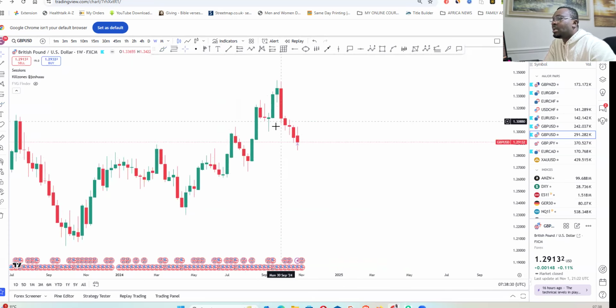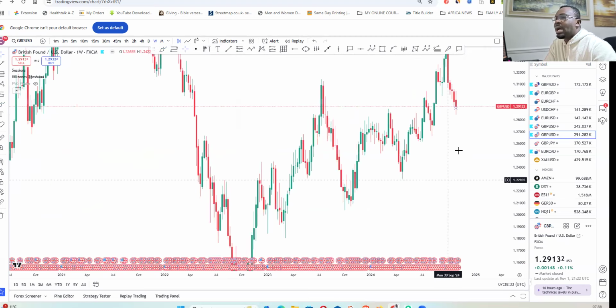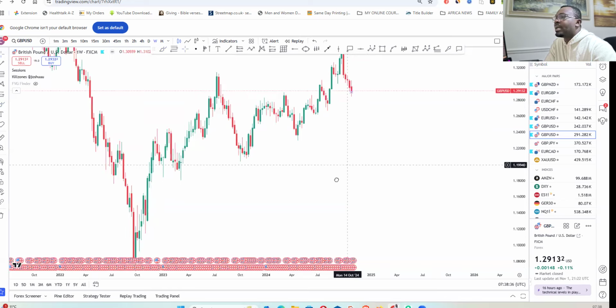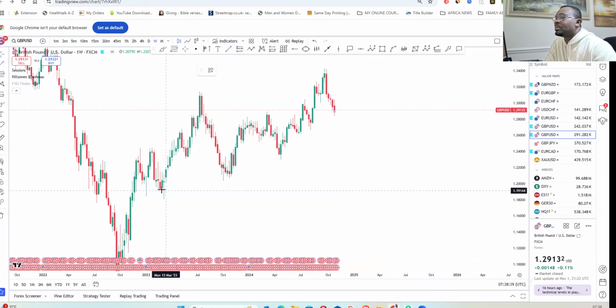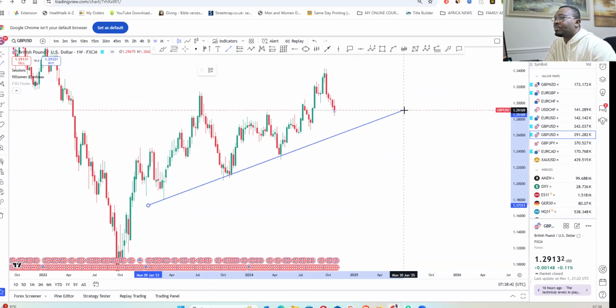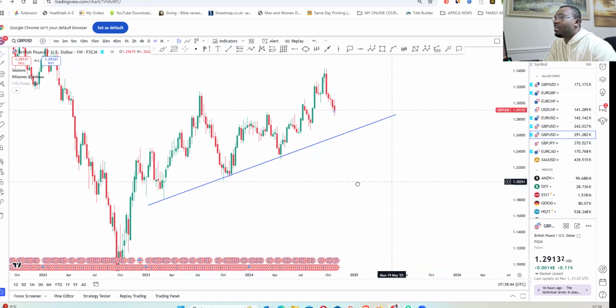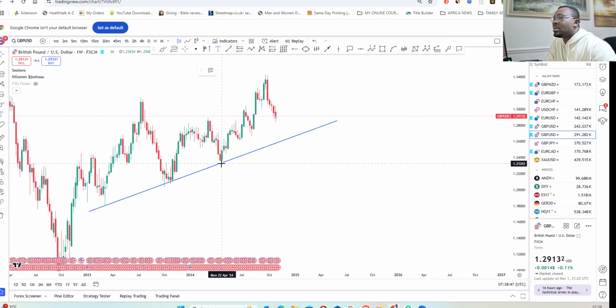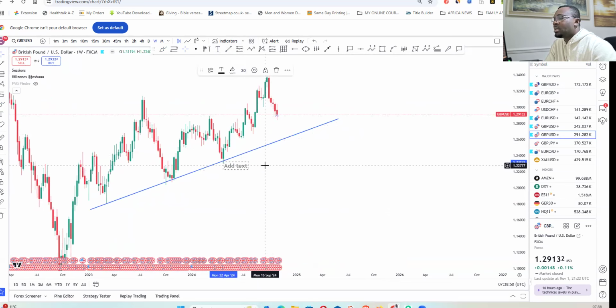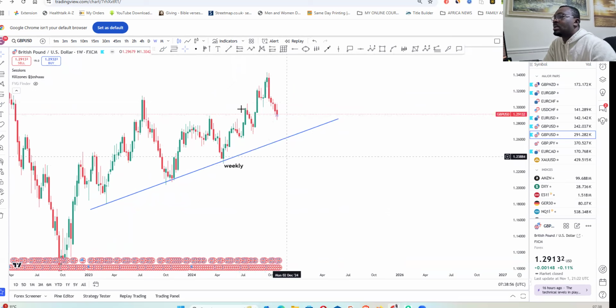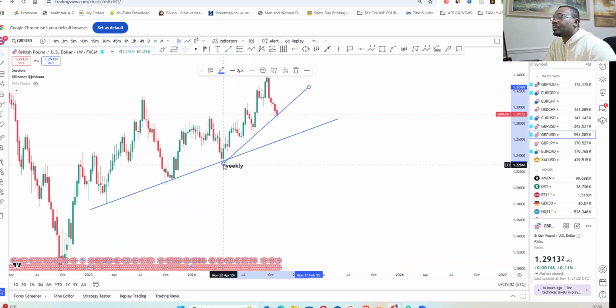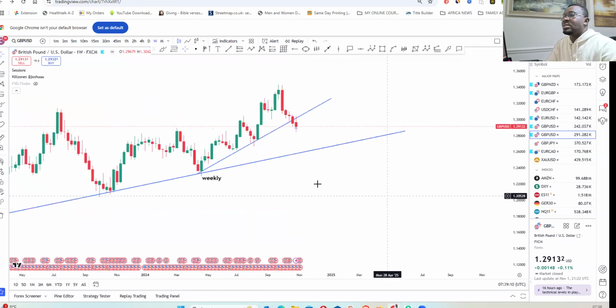Now, looking at the closeness of this candle, I just wanted to see a trend line that I'm going to put up there. From here, I'm going to put that trend line around this level. That's one trend line that is obvious. Remember, this is a weekly trend line. So we're looking at weekly. And we have this area here that is being created for us.